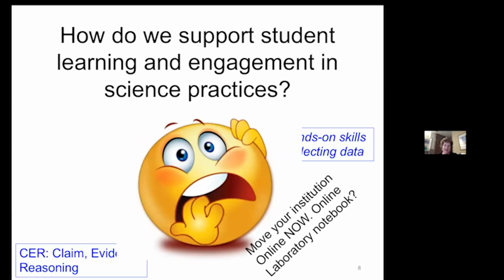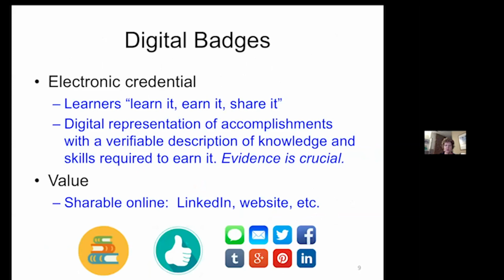And then last but not least, as you move your institutions into this online environment, I'm going to talk about the online laboratory notebooks that we've used. Magna had a poster about her experiences with OneNote, and we just heard Ian's talk about learning sciences. So I'm going to talk a little bit about what we've done at Purdue.